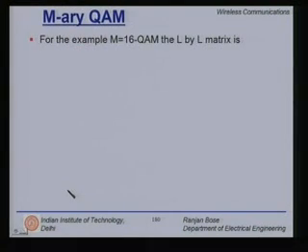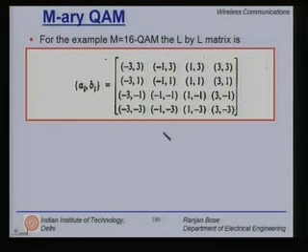For example, for M equal to 16 QAM, the L by L matrix looks simply like this. It tells me that the leftmost point is located at minus 3, 3, then minus 1, 3, and so on and so forth up to 3, minus 3.